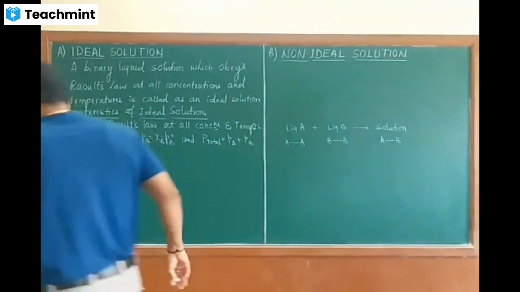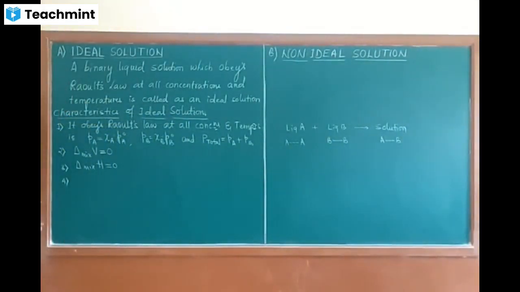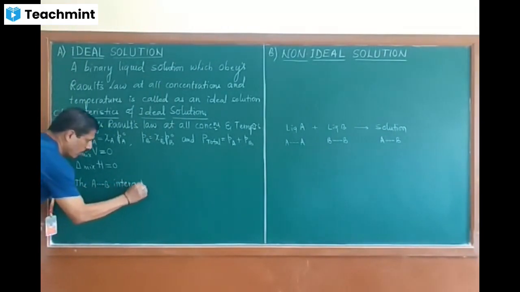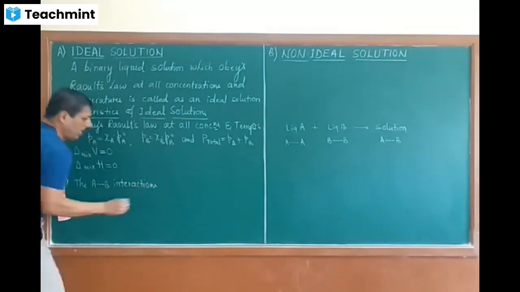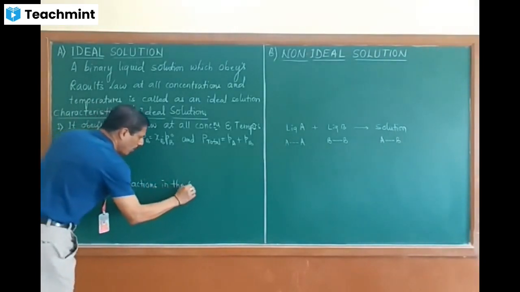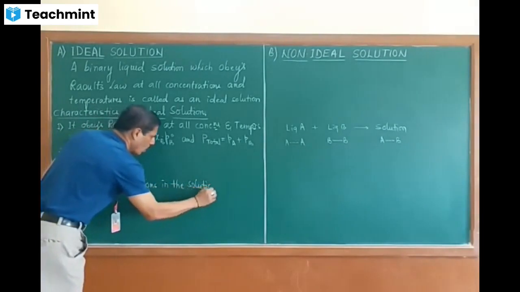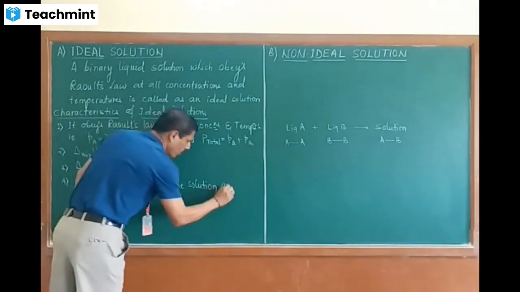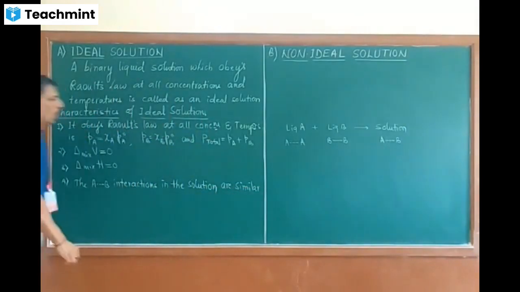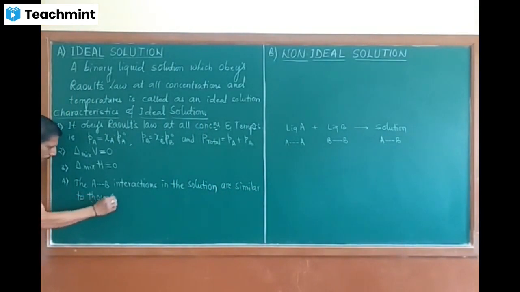So how to write this one? The AB interactions in the solution are similar to those of AA and BB.